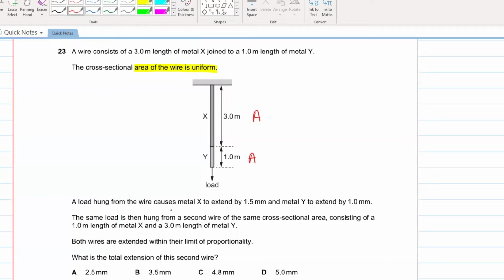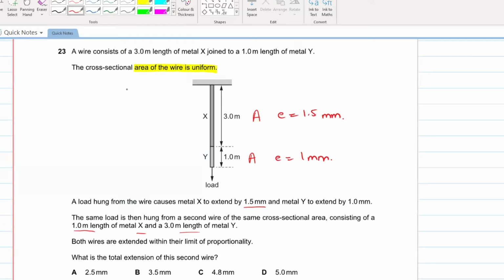A load is hung from the wire which causes metal X to extend by 1.5 millimeter. The extension here is 1.5 millimeter. And metal Y to extend by 1 millimeter. The extension here is 1 millimeter. The same load is then hung from a second wire of the same cross section area consisting of 1 meter length of X and 3 meter of Y.